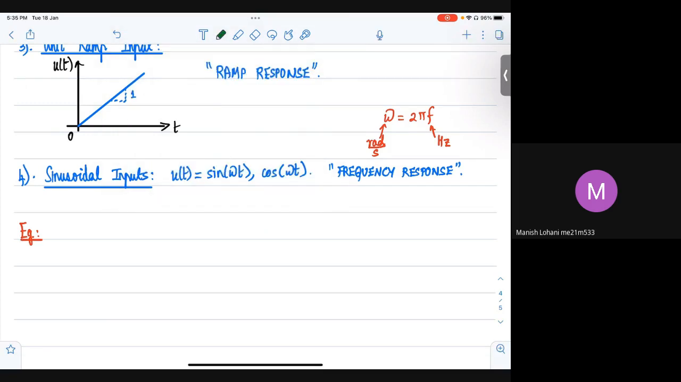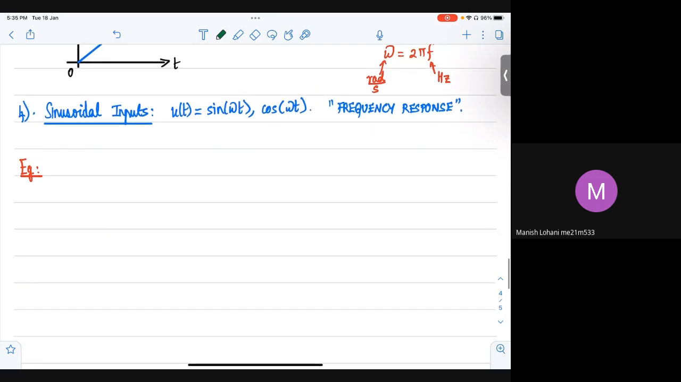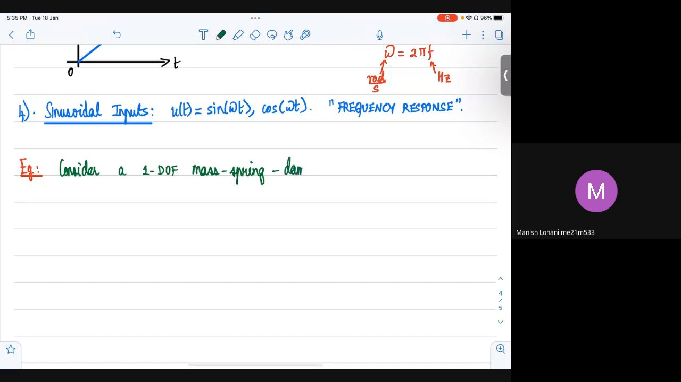Okay. So let me now do an example to show you how we get this model and then how we interpret things. Let us say we consider a simple 1 degree of freedom mass spring damper system, which all of us are familiar with. DOF stands for degree of freedom, and we will define degree of freedom later on when we revise dynamics. Let me draw a schematic to explain it, and then we'll write down the equation.